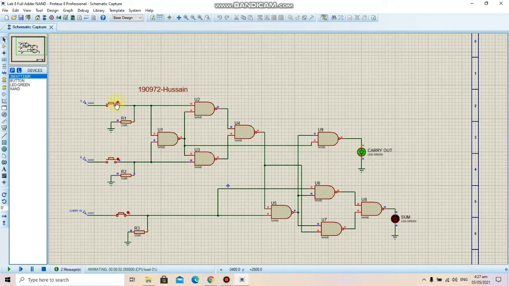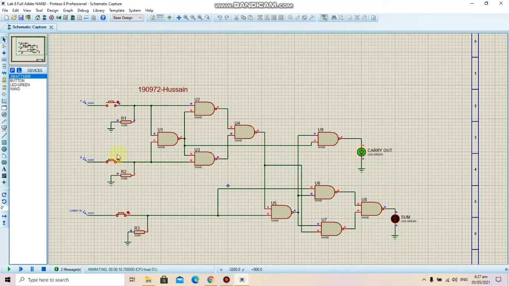So all the inputs 0, output is 0. Any one of the inputs is 1, we can see that this time the sum is this LED, so 1 0, you can see here, again 1 0, and again 1 0. Now you can see two inputs are 1, so 1 plus 1 is 2, so 0 1.